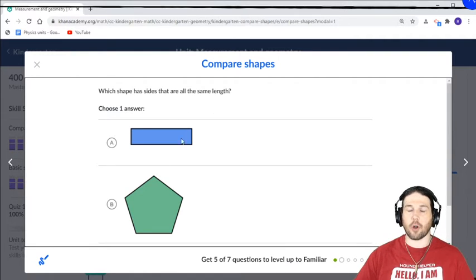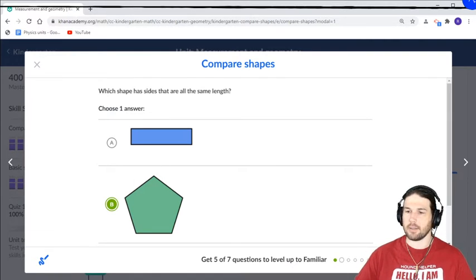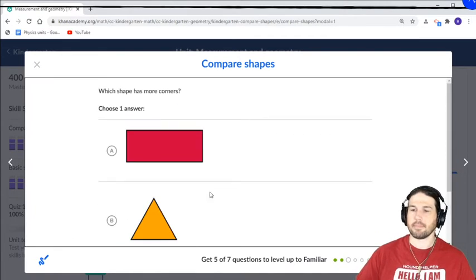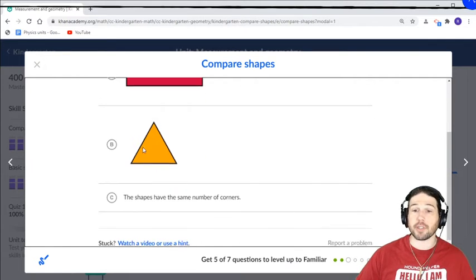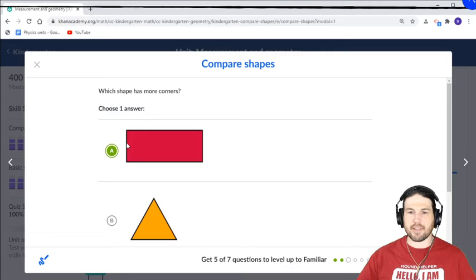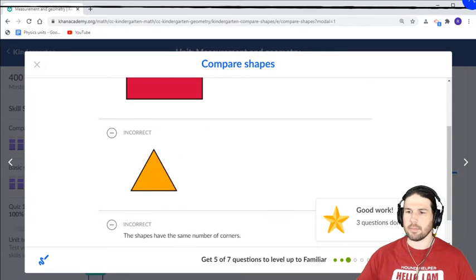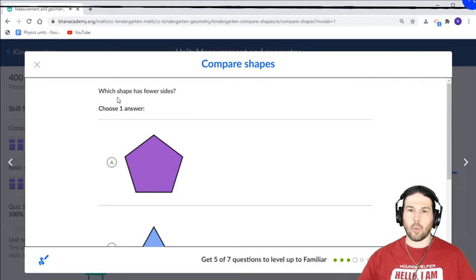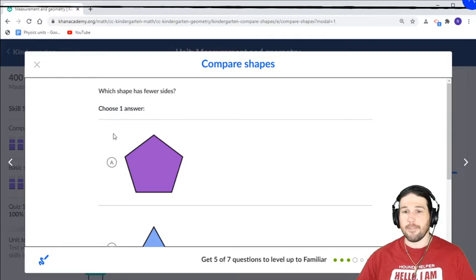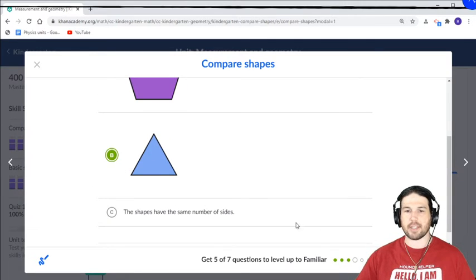Which shape has sides that are all the same length? Looks like this hexagon here. I'm sorry, this pentagon here. I'm a math teacher. Which shape has more corners? And again, corners, angles, we're going to start mixing these vocabulary words up. Looks to me like this rectangle has more corners than this triangle. Which shape has fewer sides? So we've talked already in kindergarten about the words greater and fewer, and now we're just mixing in the word sides. This one A has 5 sides, this one B has 3 sides, that one has fewer.